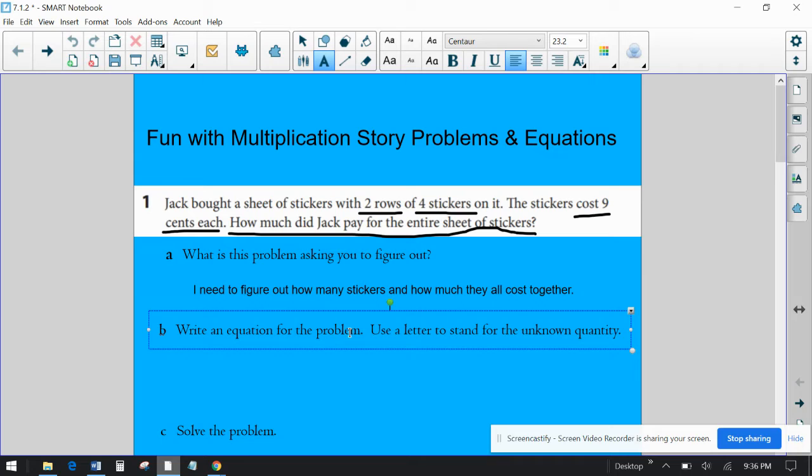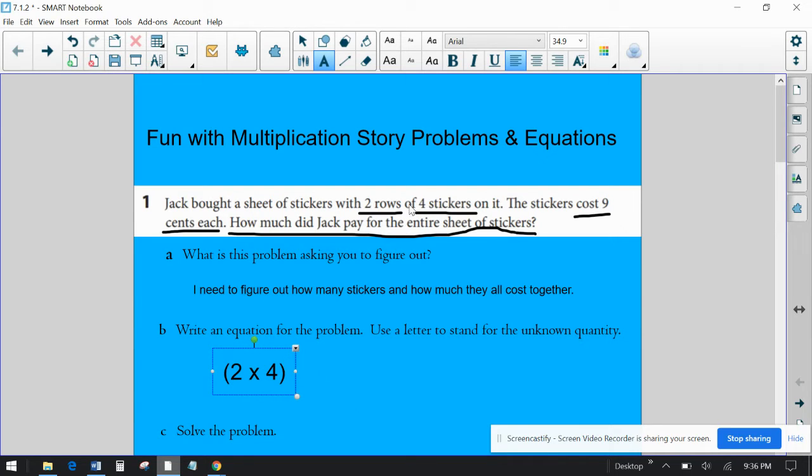So it says write an equation for the problem. Let's see. So to find out how many stickers, there's 2 rows of 4. That's an array. So we know when you see an array, it's typically multiplication, 2 rows of 4, especially when you don't know the big number. Now, that's the first step. So I'm going to actually do something that you may not be familiar with or used to yet. First step goes in parentheses. So 2 times 4 in parentheses, typically, not every time.